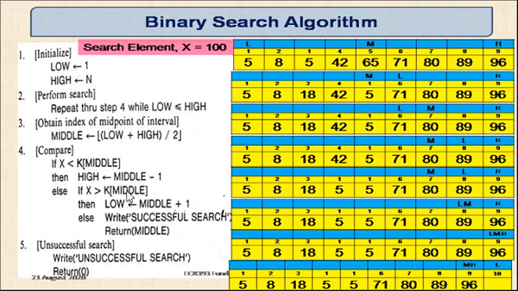100 is greater than 96. That is also failed. No, which is not failed. Okay. X is 100. K of middle, that is K of 9, is 96. So this condition is satisfied. So again the lower pointer is adjusted, middle plus 1. So now middle is 9, middle plus 1 is 10. So the pointer L is moved to the 10th location. That is out of the effective list.